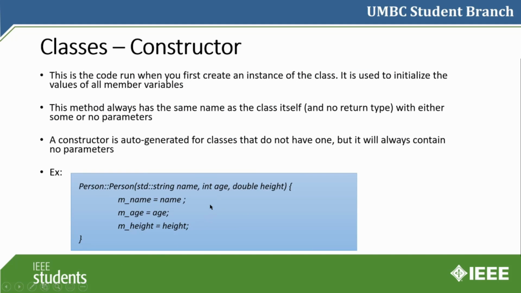Okay, so first, the constructor. This is where you initialize all of the variables in your class. There is a constructor auto-generated for every class you define. However, the problem is that this constructor is completely blank. It will do nothing other than just creating the object.